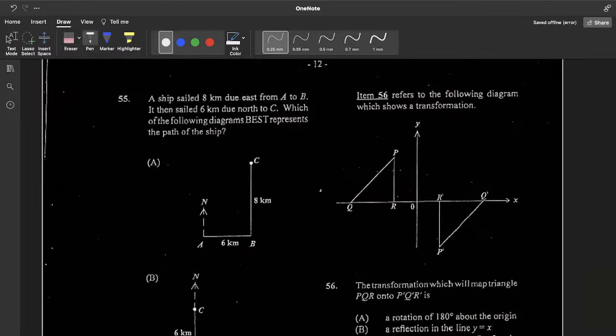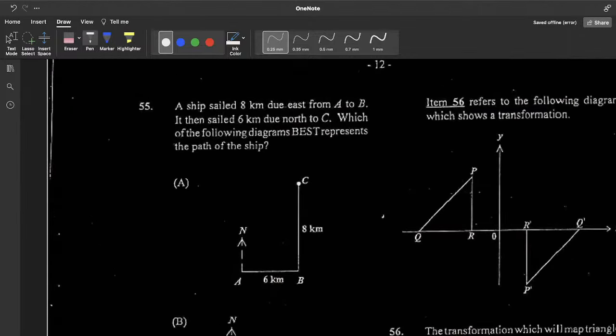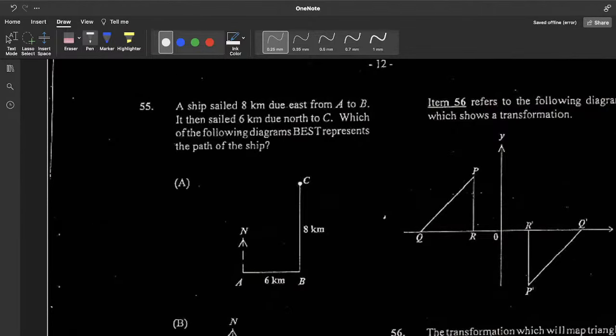All right, so this one here: a ship sails 8 kilometers due east from A to B. 8 kilometers due east. It then sails 6 kilometers due north. So we have two situations here. Which one of the following diagrams best represents the path of the ship? So let's think of this for a little bit. We're going from A to B. So we start off at A and we're going to B.